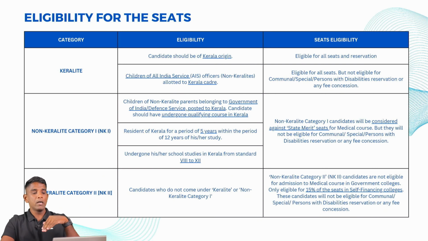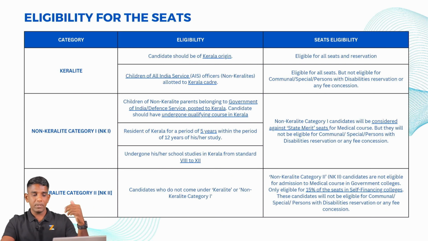The second type or category is non-Keralite category 1. In non-Keralite category 1, there are three types of eligibility that are mentioned. The first is children of non-Keralite parents who belong to a government of India or defense service, and they are posted to Kerala. These candidates should have gone through a qualifying course in Kerala. That means they should have finished their 12th standard in Kerala. That is type number 1.